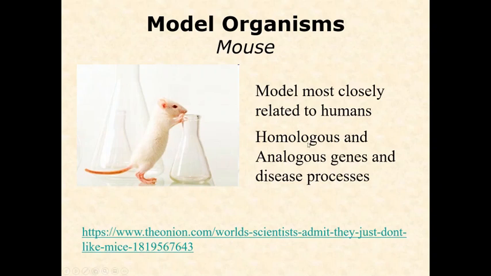So for instance, you can buy a strain of mouse that develops heart disease in patterns that are somewhat similar to what we see in humans. You can buy ones that develop neurological disorders that are related to some neurological disorders in humans.